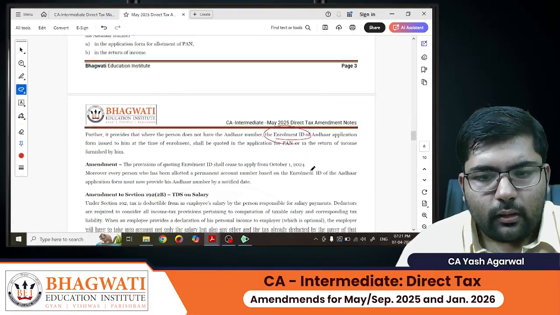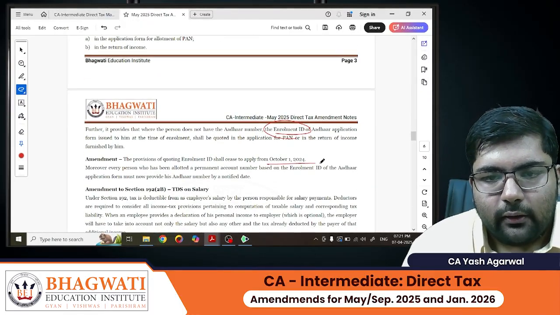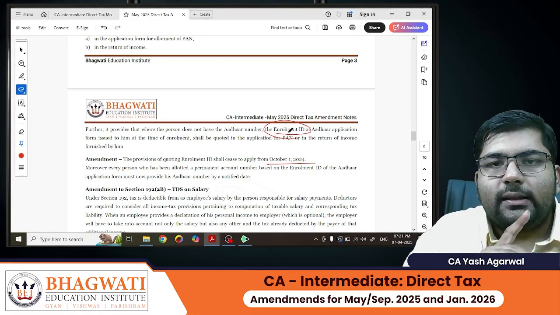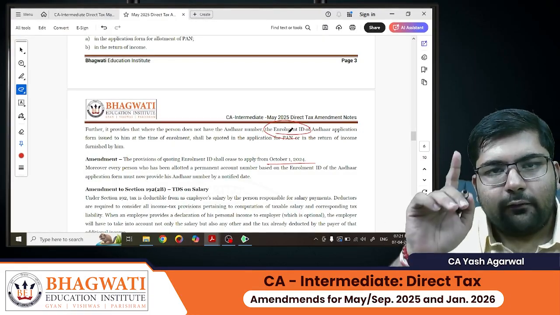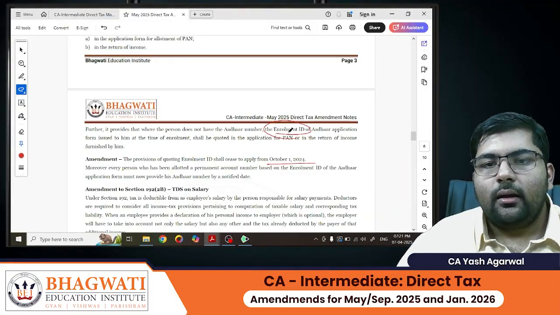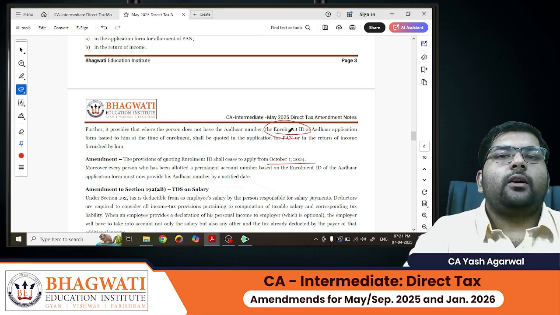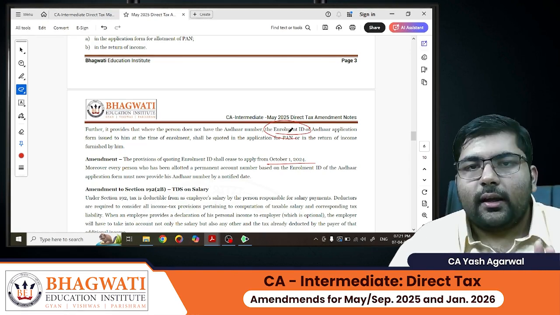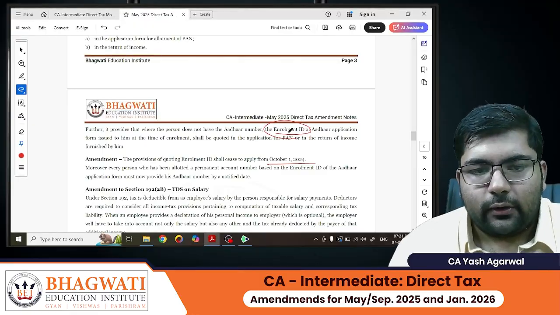However, now with effect from October 1, 2024, such quoting of enrollment ID is no longer allowed. You have to mandatorily quote only your Aadhaar number to obtain a new PAN card. Secondly, if in the past you had quoted your enrollment ID with regard to your PAN, now you have to quote your Aadhaar number and get your Aadhaar number itself linked to the PAN card.